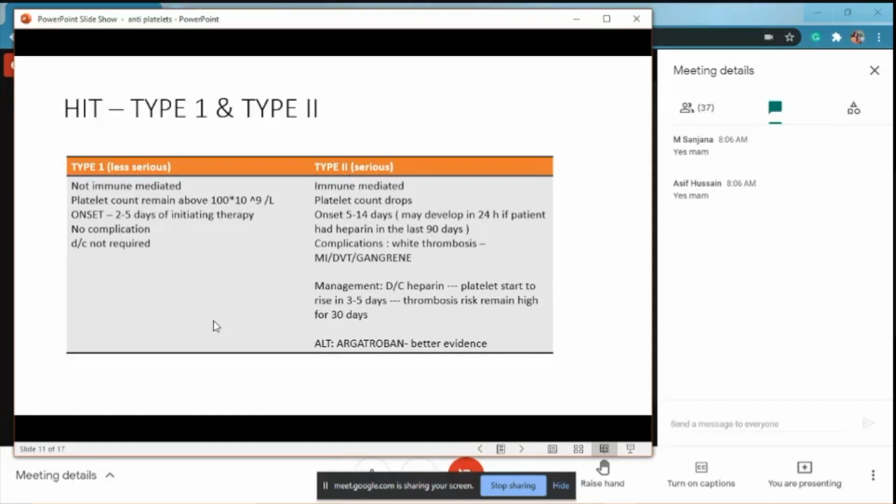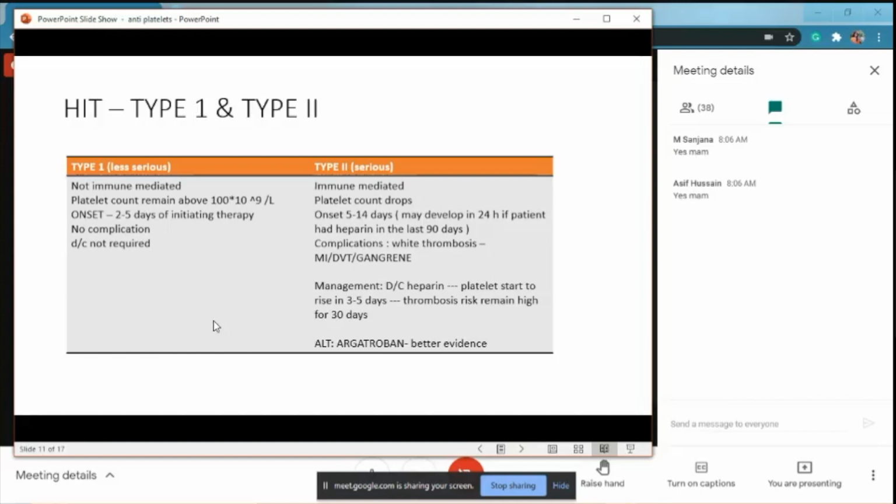Because why? Because it can develop in 24 hours. So if the patient develops symptoms within 2 days or within 24 hours, we can doubt if it is type 1 or type 2. But if the patient had not used heparin in the last 90 days, and develops symptoms on the second day or within 24 hours, that means it's type 1, it's not type 2.